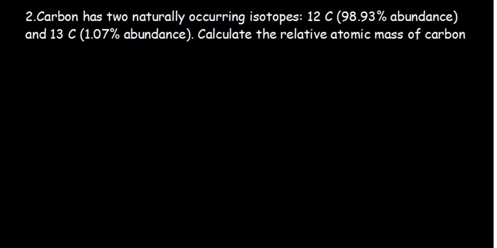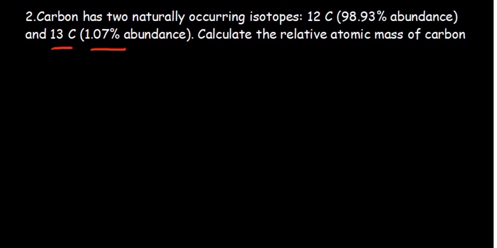Okay, moving to the second question. Carbon has 2 naturally occurring isotopes, carbon-12 with an abundance of 98.93% and carbon-13 with an abundance of just 1.07%. Of course, we do have carbon-14, which has a percentage abundance of less than 0.01, which is negligible and no need of us showing it. So we are told to calculate the relative atomic mass of carbon.